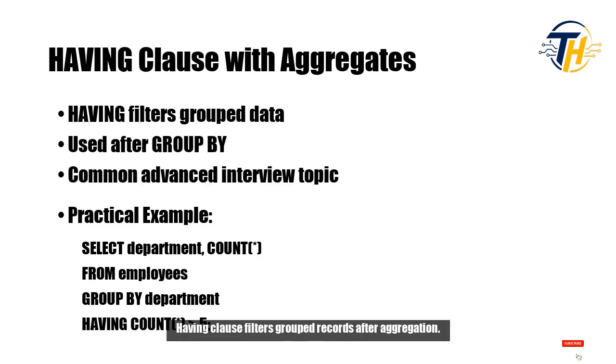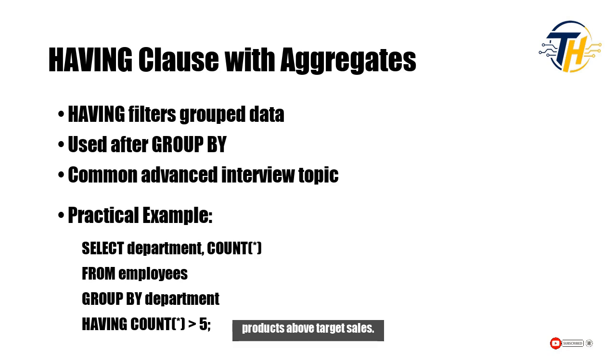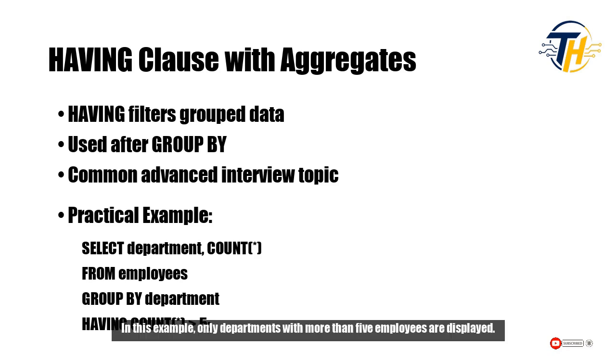HAVING clause filters grouped records after aggregation. It is different from WHERE, because WHERE filters rows before grouping. Businesses use HAVING to find departments with more than a certain number of employees or products above target sales. In this example, only departments with more than 5 employees are displayed.